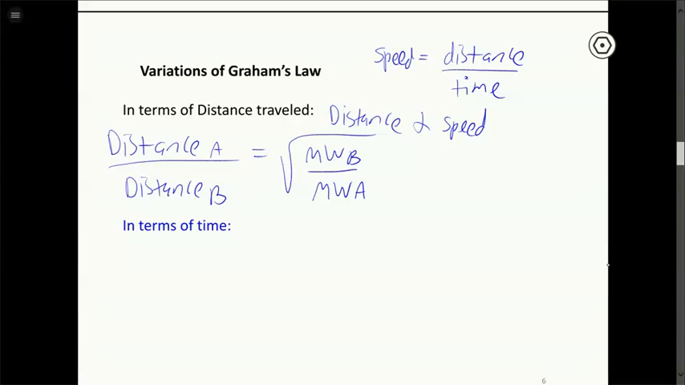All right, so the form of the equation for distance traveled is exactly the same as the standard form, which is in terms of rate. But then let's say we want to measure the time that it takes each gas to go a certain distance. So we might have a problem set up in that fashion.